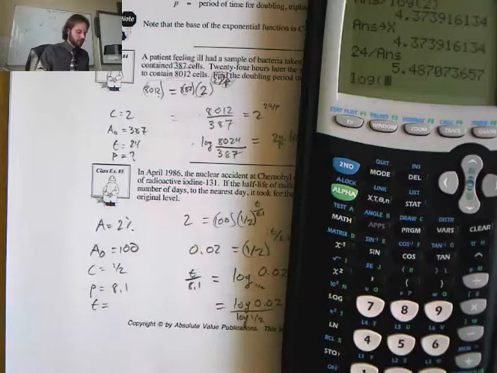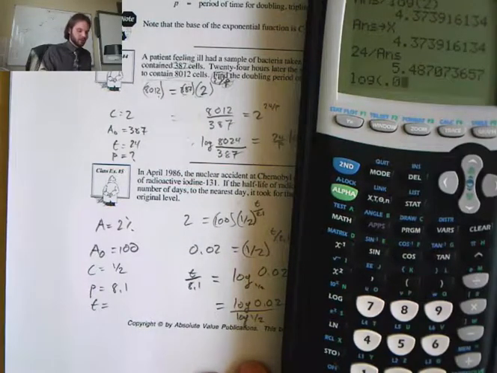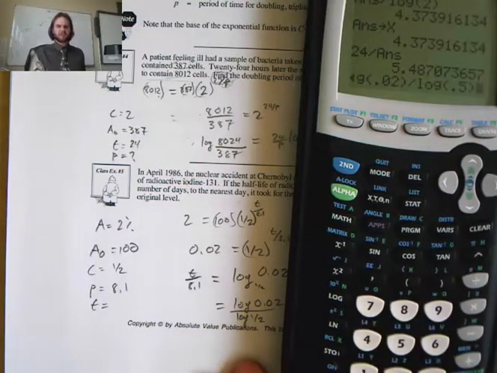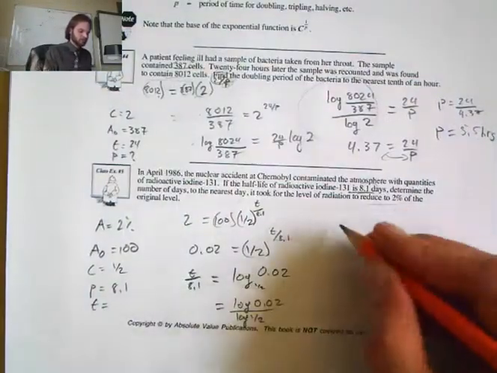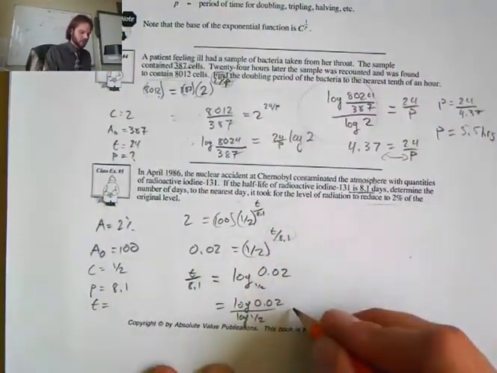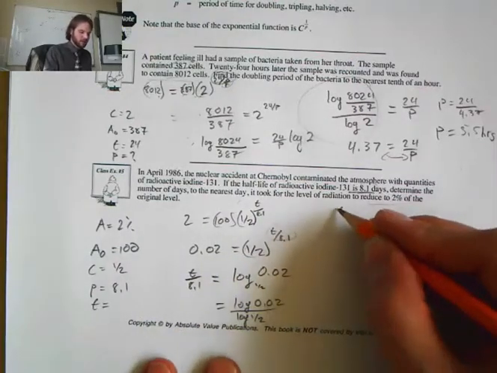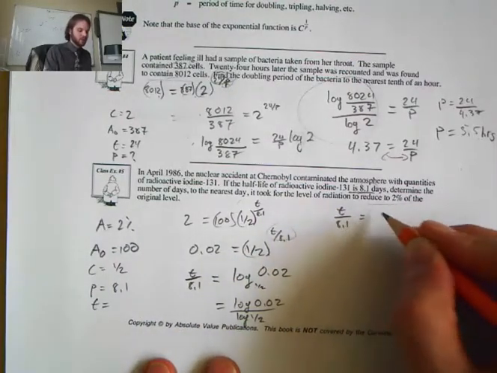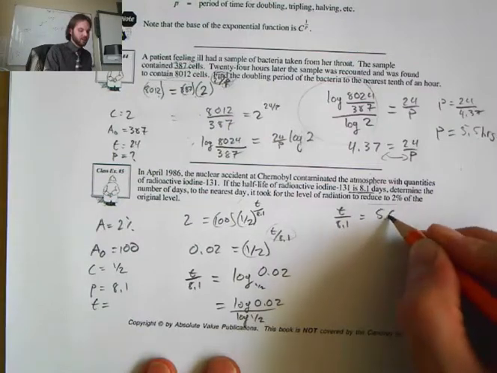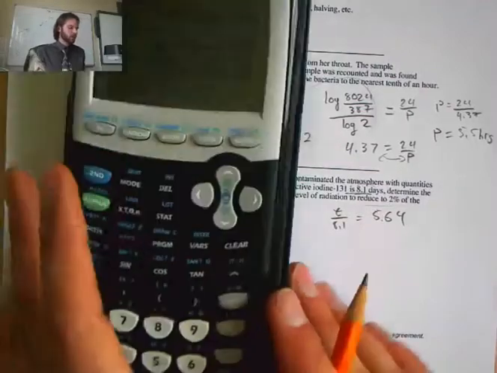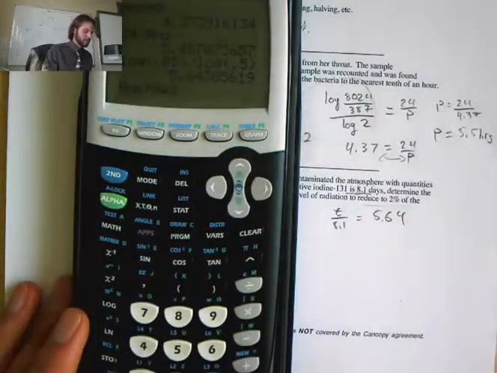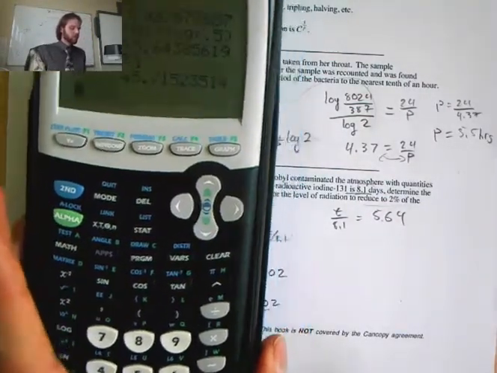So we have log 0.02, and we want to divide that by log 0.5. All right, and what do I end up getting? I get 5.64. So we have T over 8.1 is equal to 5.64. Now we have to solve for T, so I'm going to multiply that by 8.1, and I'm going to end up getting 45.7 years.